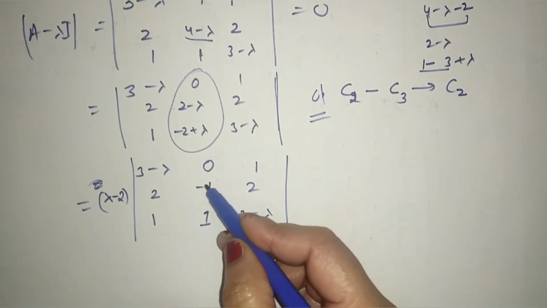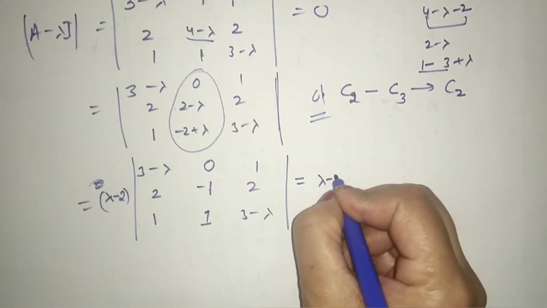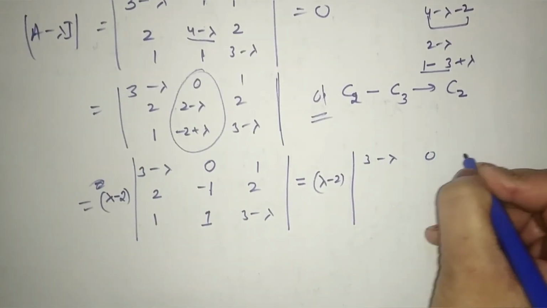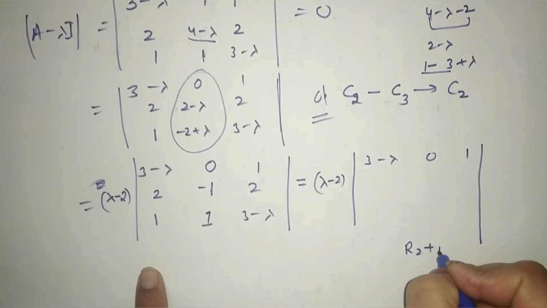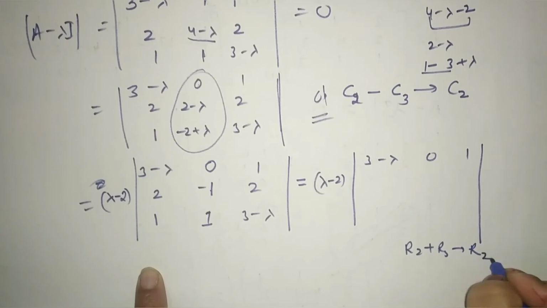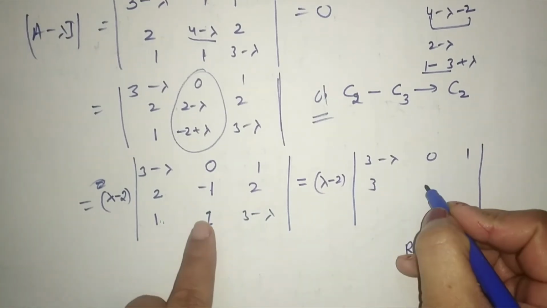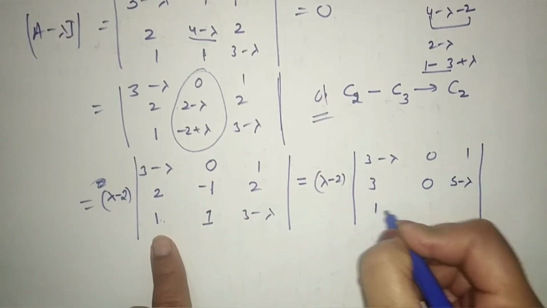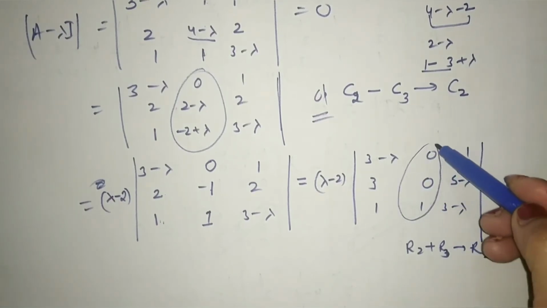Now this is 1, minus 1 and 1. Again you can add these two to get one more 0. So which will be equal to what? Lambda minus 2 is already common. 3 minus lambda, 0, 1 as it is. Here I am going to add row 2 and row 3 at the place of row 2. So I am adding row 3 to row 2. So it will be 3, 0, 5 minus lambda, and 1, 1, 3 minus lambda as it is. Now we have two zeros in one column.